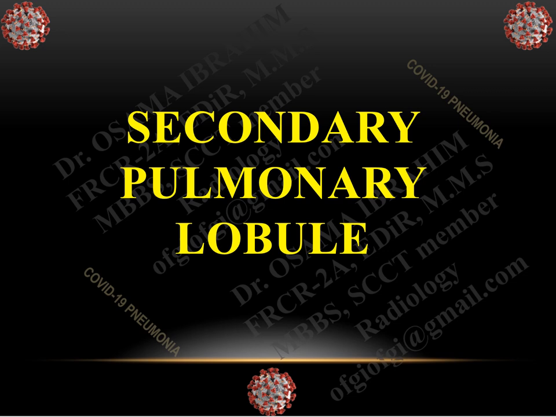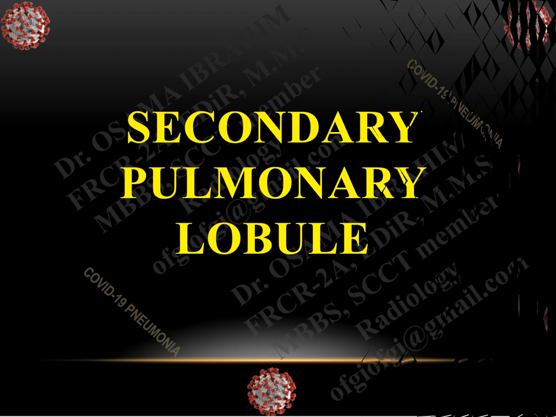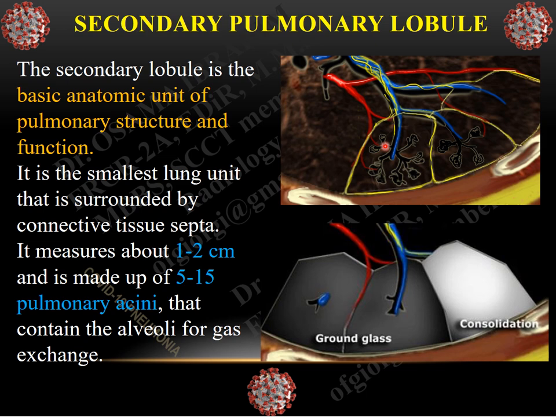By the way, to understand the different patterns of lung pathology, we should first know what the secondary pulmonary lobule is. It is the anatomical and functional unit of the lung, about 1 to 2 centimeters. In the center, the terminal arteriole and the terminal bronchiole appear, which attach to about 5 to 15 pulmonary acini for gas exchange function.